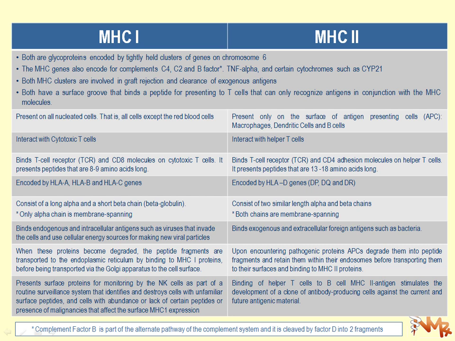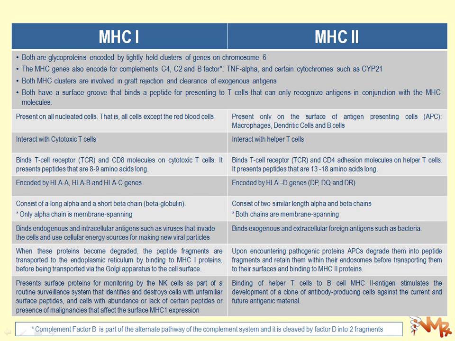So both MHC clusters are involved in graft rejection and clearance of exogenous antigens. Both have a surface groove that binds a peptide for presenting to T cells, which can only recognize antigens in conjunction with MHC molecules. So for now, T cells can only recognize antigens if they are presented on MHC molecules.